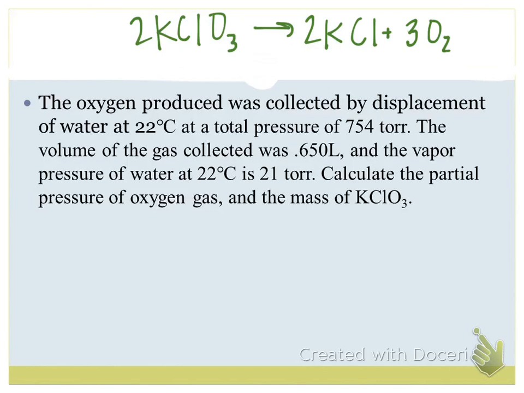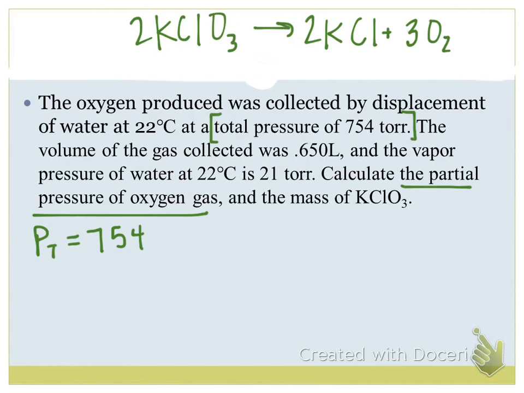So we're going to do partial pressure first. Partial pressure of oxygen gas. We were told that the total pressure, P total, is 754. Are we on the same page with that? So that's all of our pressures of all of our things combined equals 754.